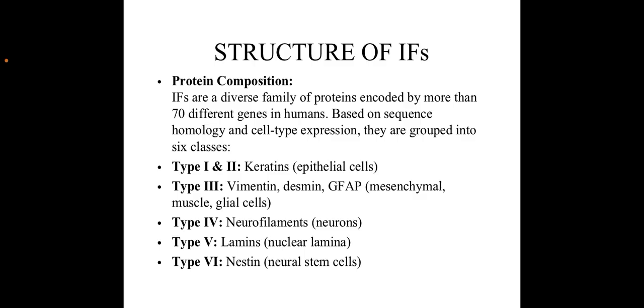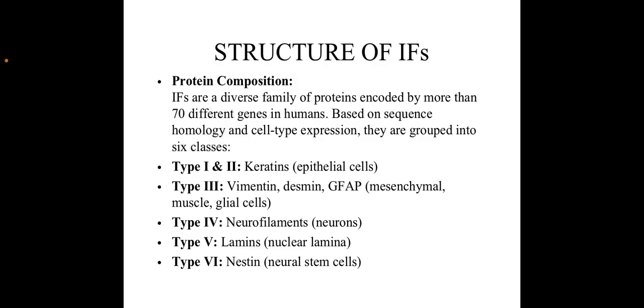If we talk in detail about the structure of intermediate filaments and their protein composition, intermediate filaments are a diverse family of proteins encoded by more than 70 different genes in humans. Based on sequence homology and cell type expression, they are grouped into six classes. Type 1 and type 2 are keratins, present in epithelial cells such as hair and nails. Type 3 includes Vimentin, Desmin, and GFAP, present in muscle, glial, and mesenchymal cells.